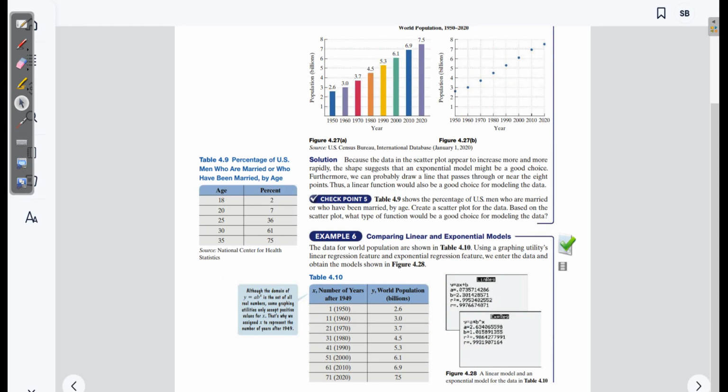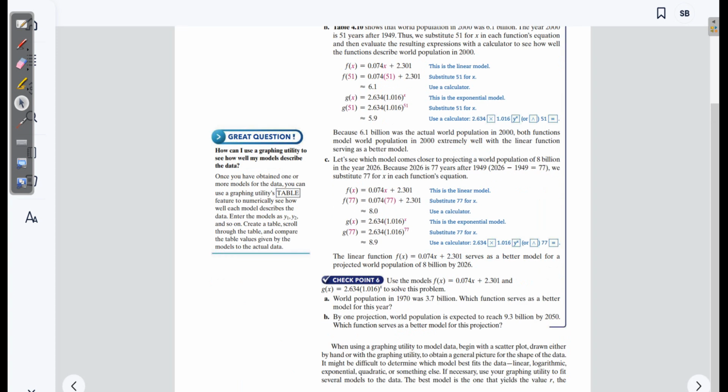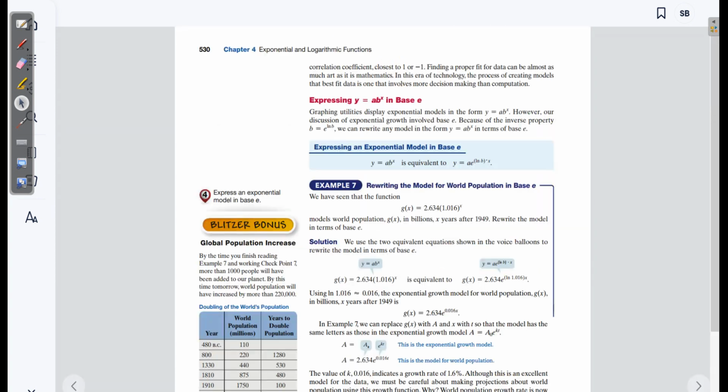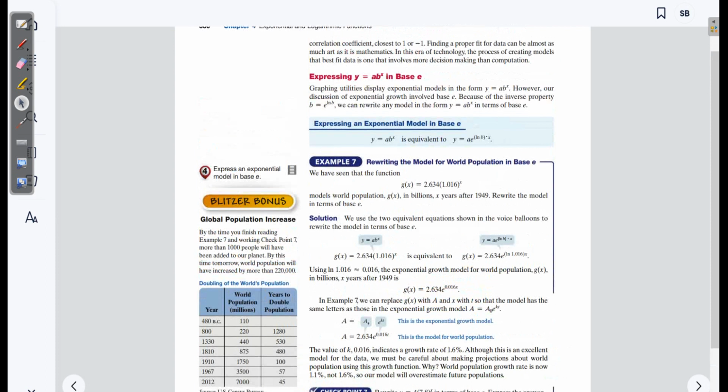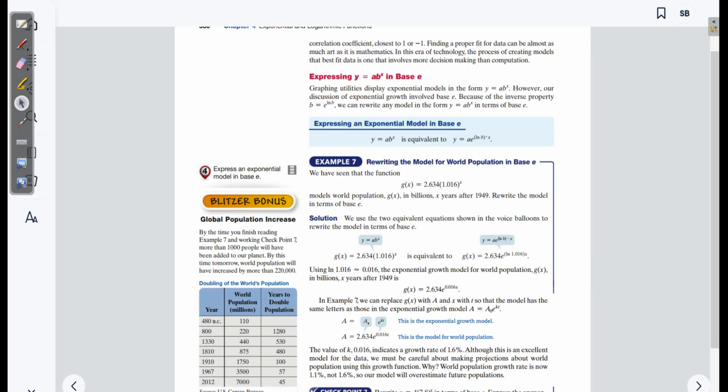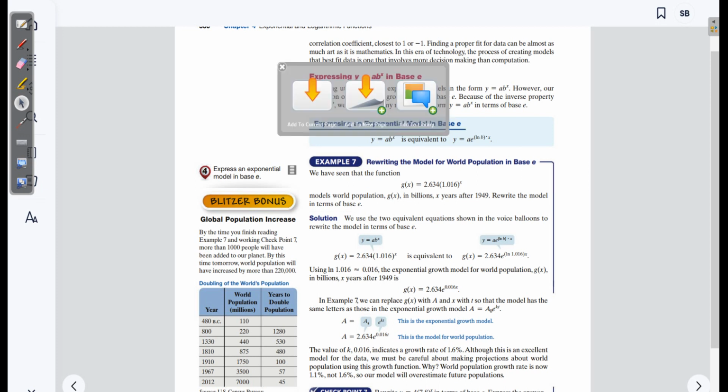All right, so that's calculator work. All right, so this is expressing an exponential model in base E. So this particular equation is shown in equivalence. Let's go ahead and put the problem here too. I think that'll be fine. There we go.